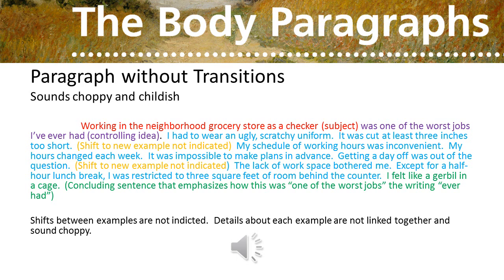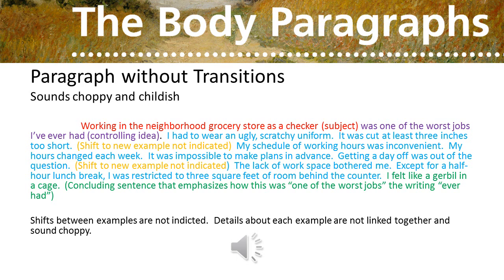I had to wear an ugly, scratchy uniform. It was cut at least 3 inches too short. My schedule of working hours was inconvenient. My hours changed each week. It was impossible to make plans in advance. Getting a day off was out of the question. The lack of workspace bothered me. Except for a half-hour lunch break, I was restricted to 3 square feet of room behind the counter.